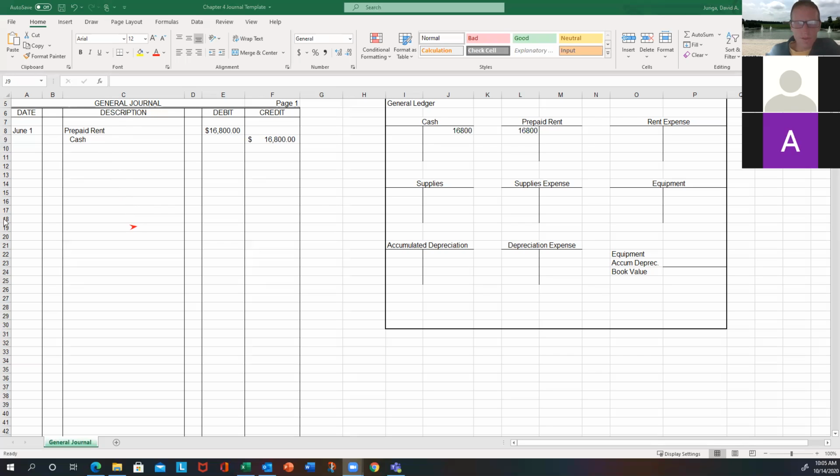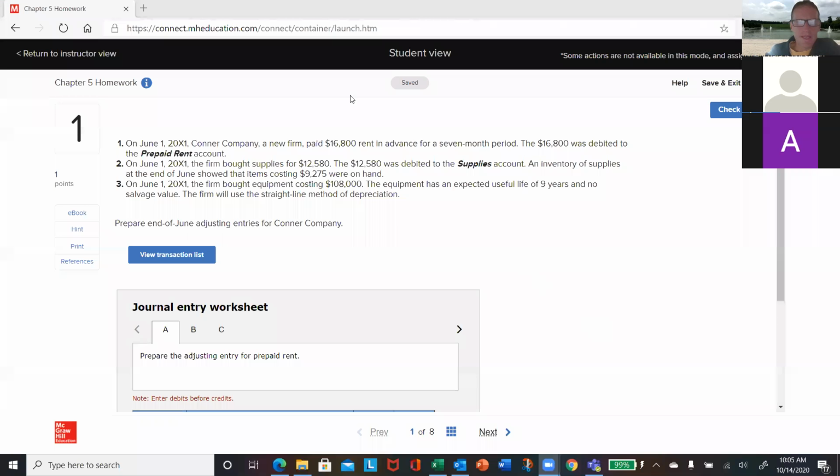We're on June 30th. And so we want to figure out, I'm going to go back to the screen to show you, make sure you got the problem now. Again, it's a 7-month prepayment. We paid rent 7 months in advance. So what we want to do is take that 16,800 and essentially divide it among the 7 months. Each month essentially is going to represent our rent expense.